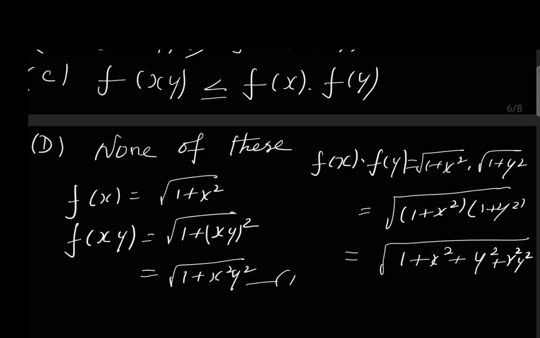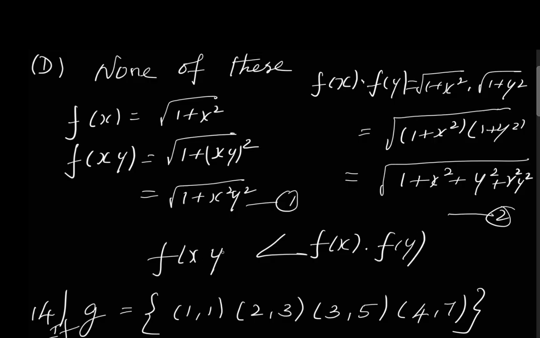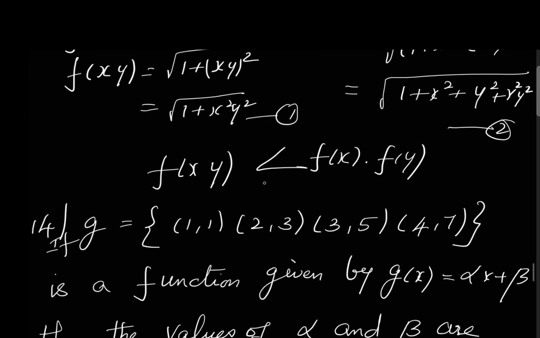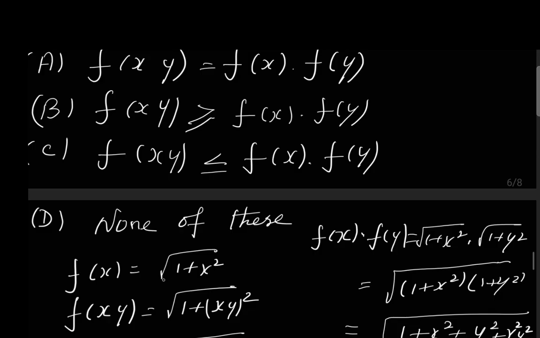So look at the left side and right side from 1 and 2. Which expression contains more terms? This f of x into f of y. This equation 2 contains more terms. That is f of x dot f of y. So this is f of xy. So f of xy is less than or equal to. Sometimes it may be also equal to. So f of xy is less than or equal to f of x dot f of y. This is option C.